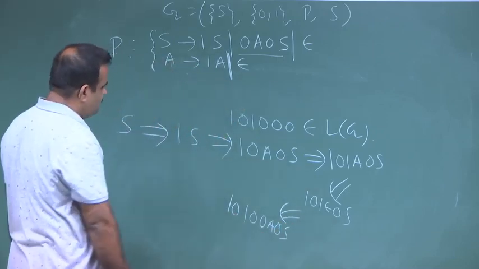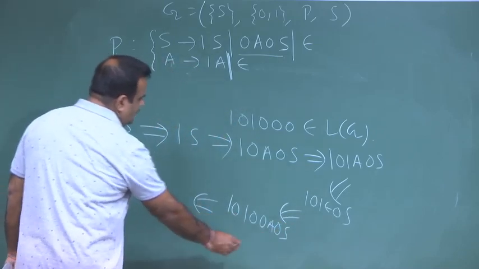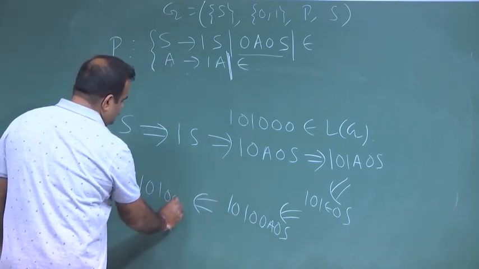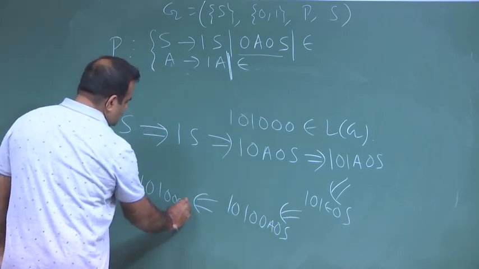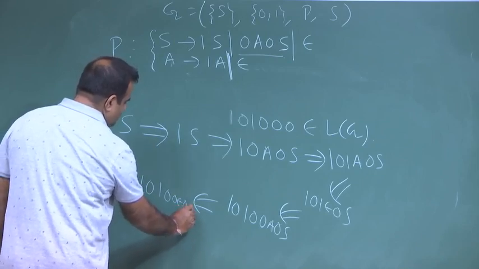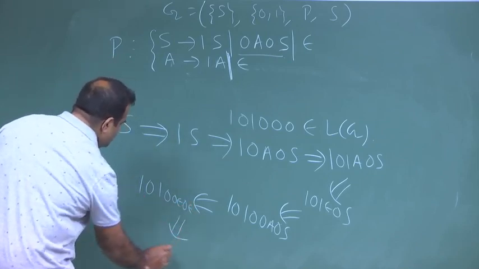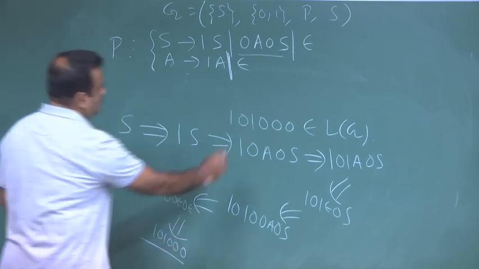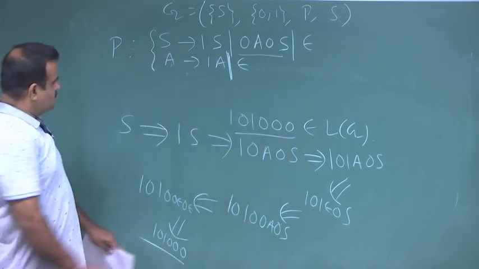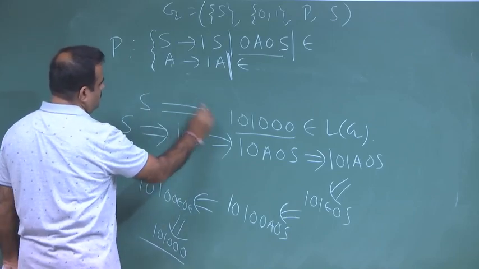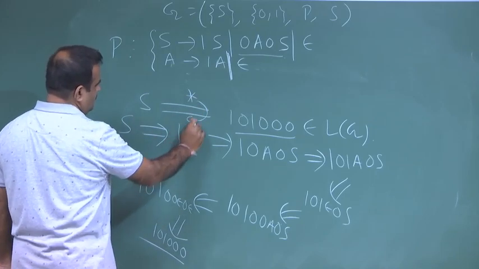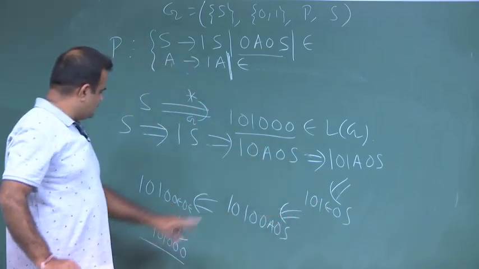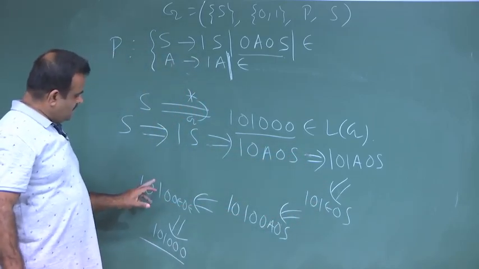So, we already have 3 zeros. Now, we can make A epsilon: 1 0 1 0 0 epsilon 0, and in the next step we can make S also epsilon. So, this is nothing but 1 0 1 0 0 0. This can be derived from S. How many steps? 1 2 3 4 5 6 7 8 actually.